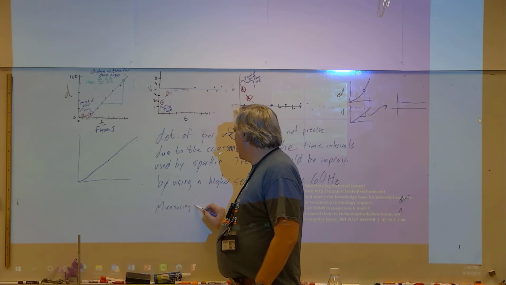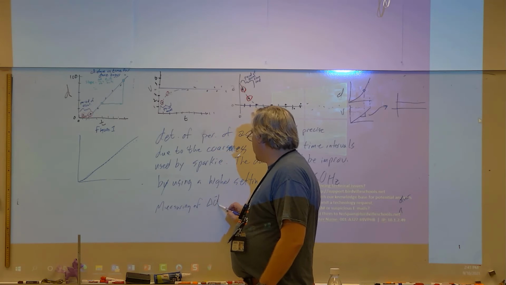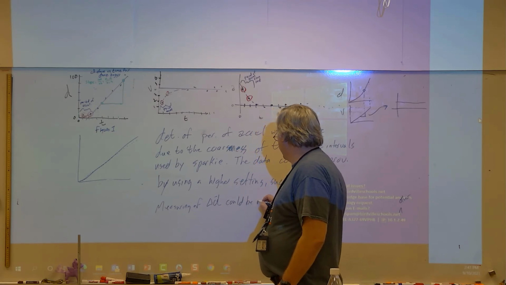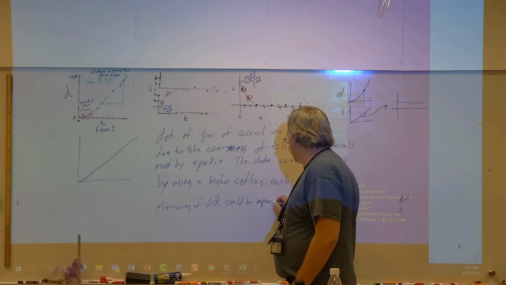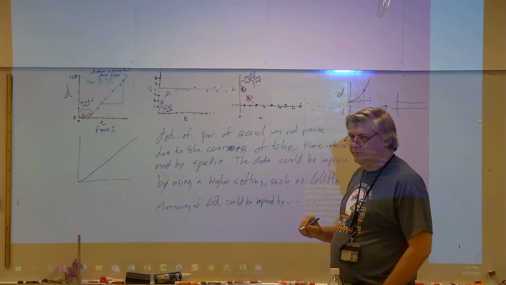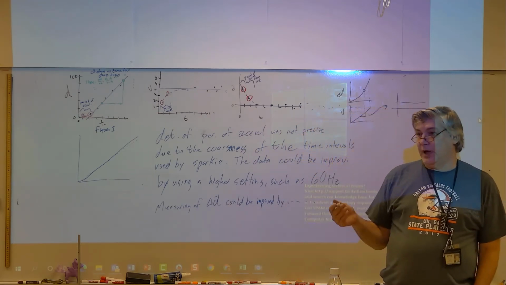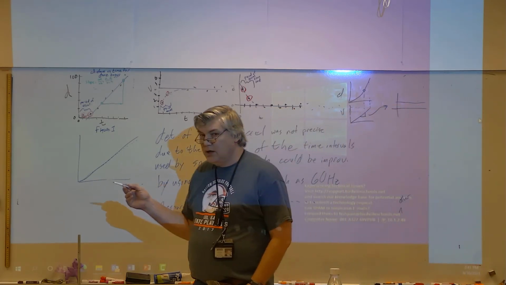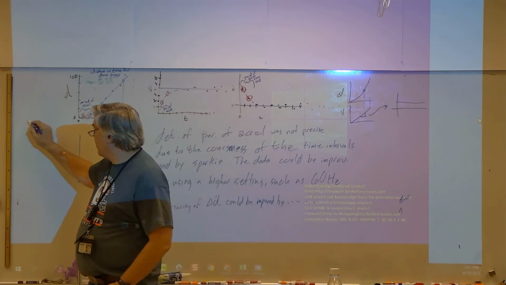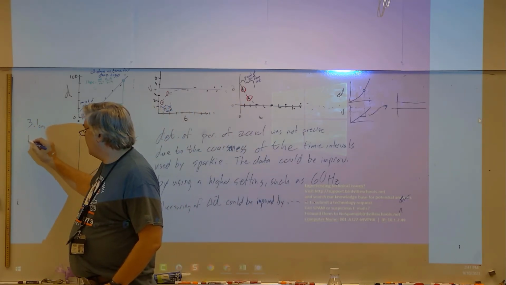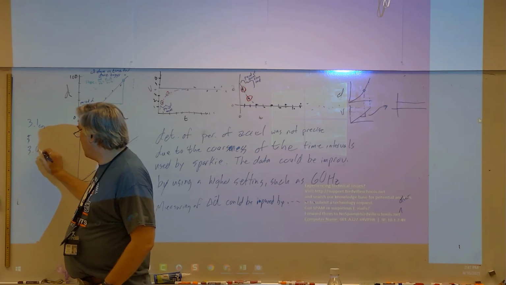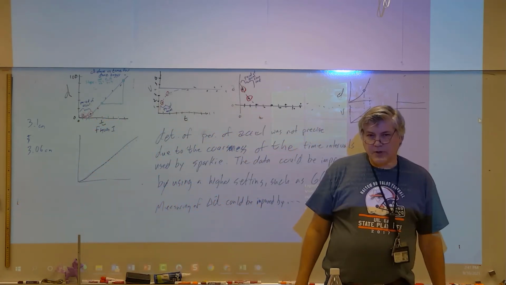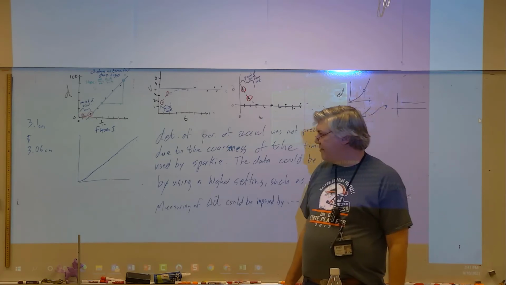Measuring of the change in distance could be improved by whatever, okay? Got a ruler. So the less resolution we have in our data, right? We were at 3.1 centimeters. What about if we said 3.06 centimeters? That gives us a little better. We're real careful about our measurements. Right? So these have an effect. What else?